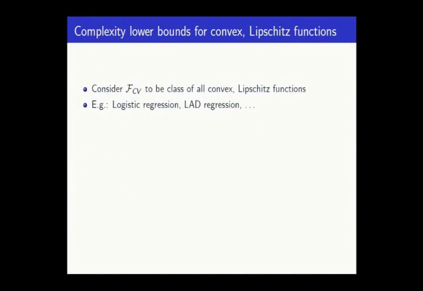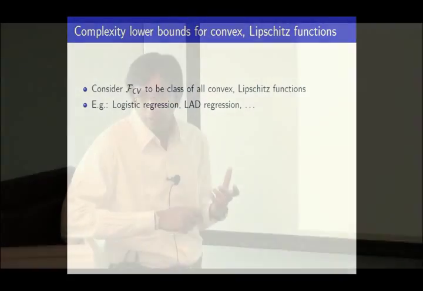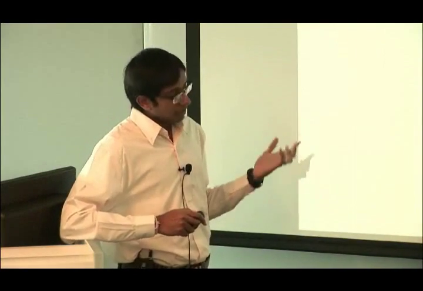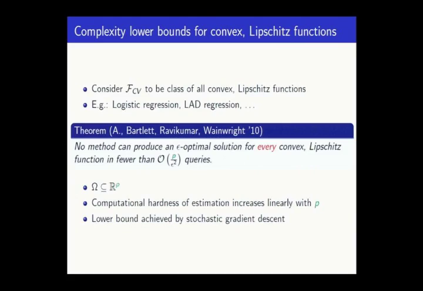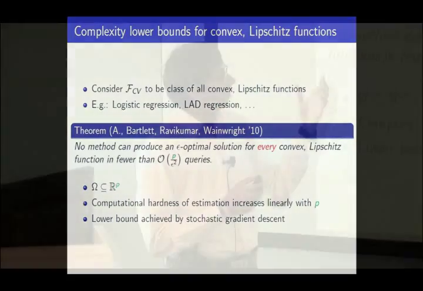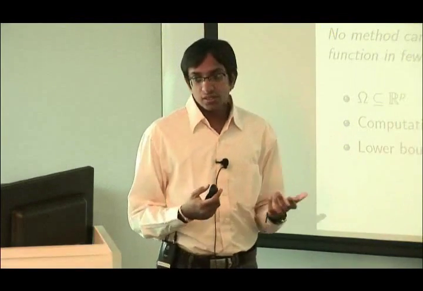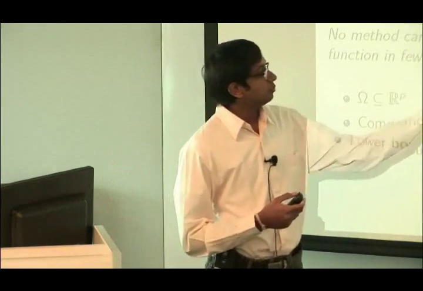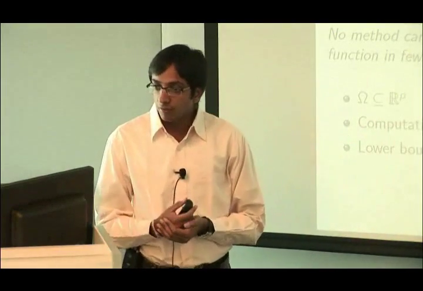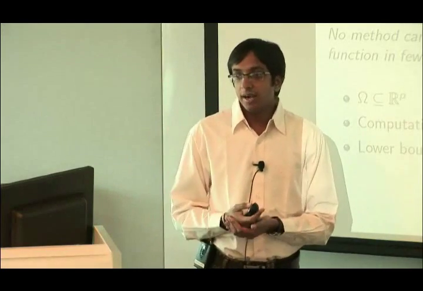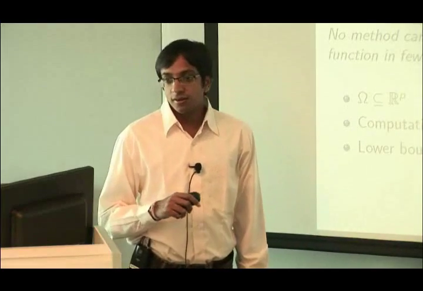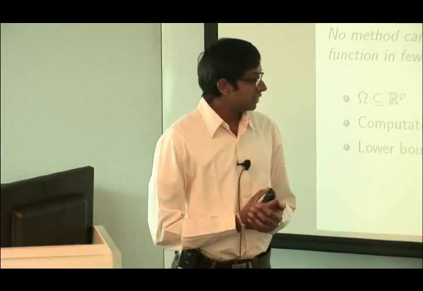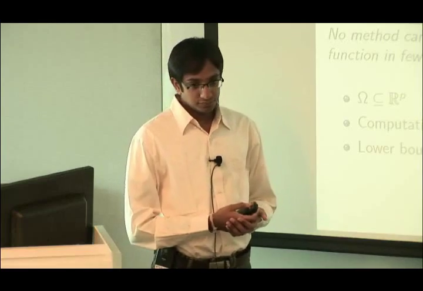The first class of functions that we start from is the class of convex Lipschitz functions. These are Lipschitz with respect to a particular metric, which I omit for simplicity, but what you get is that the minimax complexity of optimization over this function class scales as p over epsilon squared, where p is the number of parameters and epsilon is the desired precision. The first thing to note is that we get a linear scaling with the number of parameters in this case, and that's kind of an answer to Christian's question.